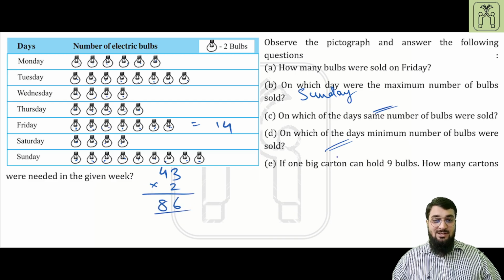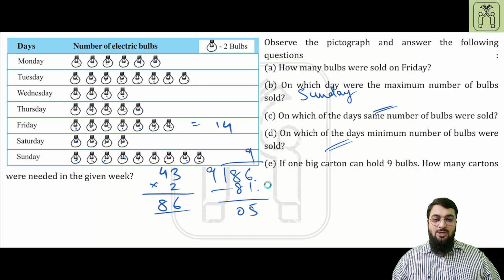And there are total 86 bulbs, and one carton can hold 9 bulbs. So we'll just divide 86 by 9 and the answer will be at our hand. 9 nines are 81. So that will be 6 minus 1 is 5, 8 minus 8 is 0. So the decimal point will be added and then 0 will be taken over here. That will be 50. 9 fives are 45. That will be 5. Then again 50 and so on. So therefore 9.5555 will keep on continuing.